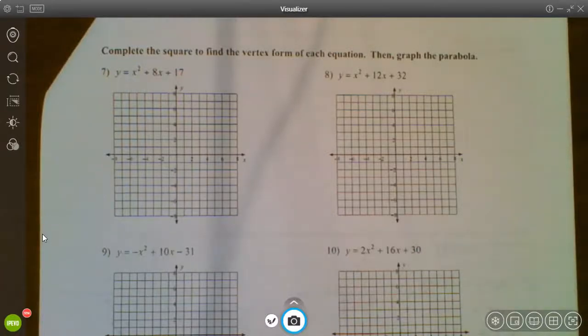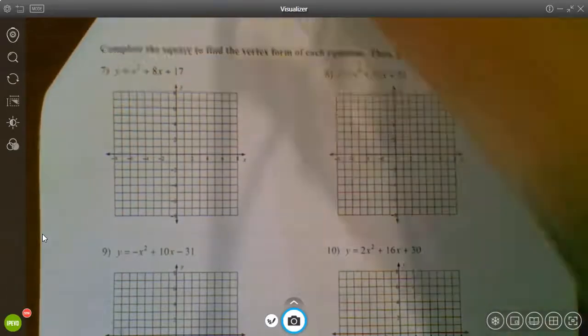Alright guys, to finish off our lesson on parabolas, this is going to be our third lesson, and it should be turned to our page that looks like this. At the bottom, it should say page 3, so you should see a little 3 down there at the bottom.